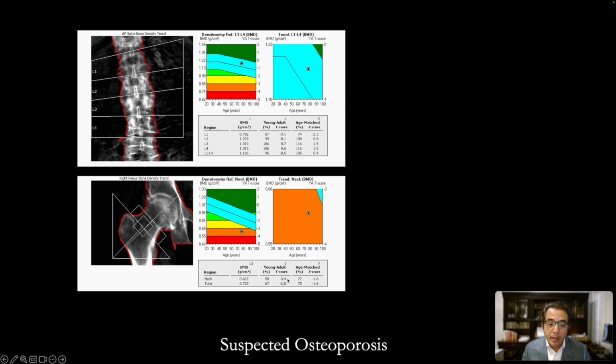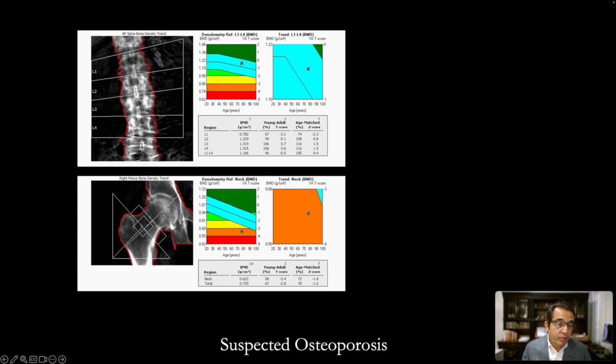And we find that if we report the neck T-score, it is minus 3.4 and it is less than minus 2.5. So this patient has osteoporosis by the WHO criteria. Looking at this lumbar spine image carefully, we find that the L3 vertebral body is abnormal. It is more sclerotic than the vertebra above it and the vertebra below it.